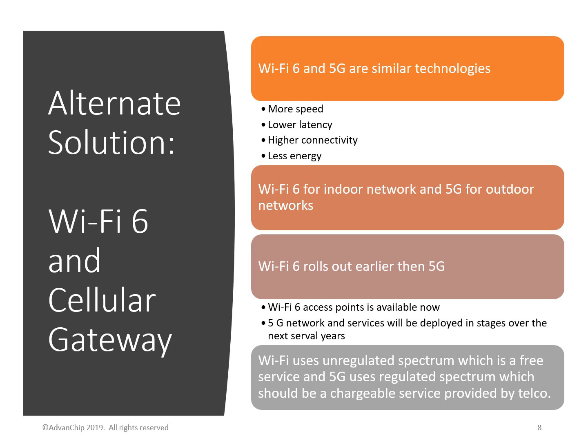Alternate solution: Wi-Fi and cellular gateway. Use Wi-Fi 6 for indoor and 5G for outdoor communication. Wi-Fi 6 is backward compatible but not with 5G. We might want to add 4G in the gateway too to get full coverage. 5G uses regulated spectrum, which is expensive, whereas Wi-Fi uses unregulated spectrum, which is free but will be crowded.